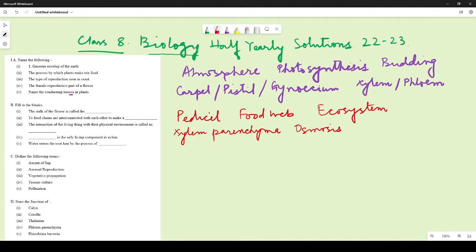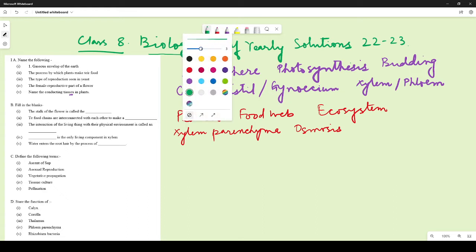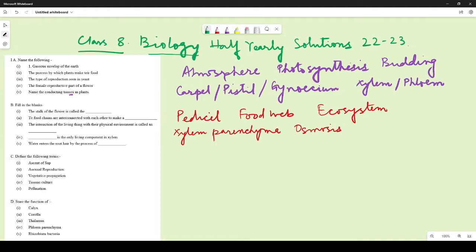Now let us come to define the following. Ascent of sap. Now ascent of sap is the upward movement. Remember, I'm just giving you the keywords over here and you have to write the full sentences properly. Upward movement of water and minerals through the plant from the root to the highest shoot tip.